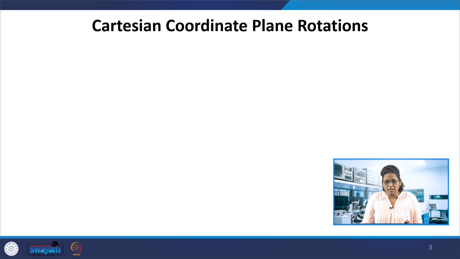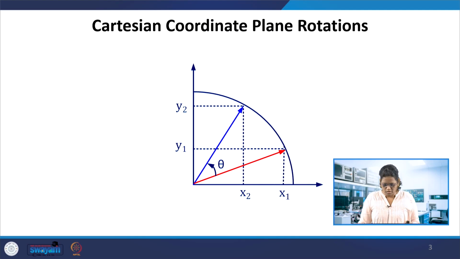So, the Cartesian coordinate plane rotation. If we take this point, x1 comma y1, the vector pointing to this point, is rotated by an angle theta, where it ends up at a point x2, y2. You can see this particular rotation is a circular rotation, a circular coordinate in the Cartesian coordinate. The profile, you can see, is circular.